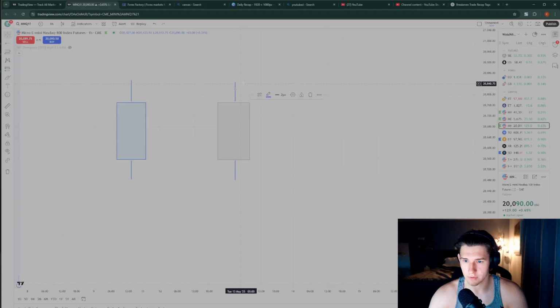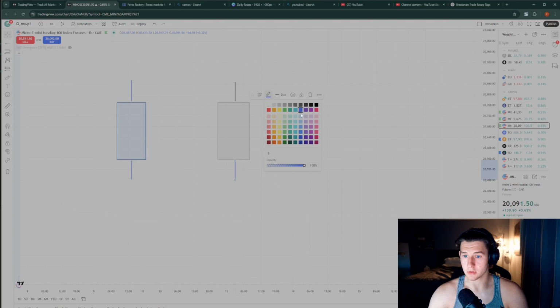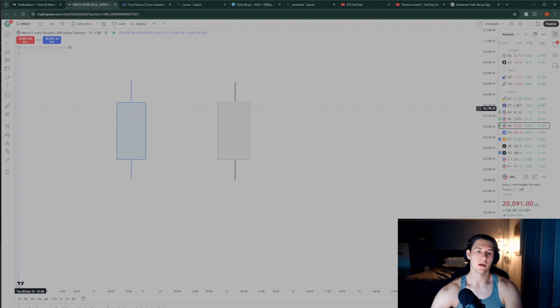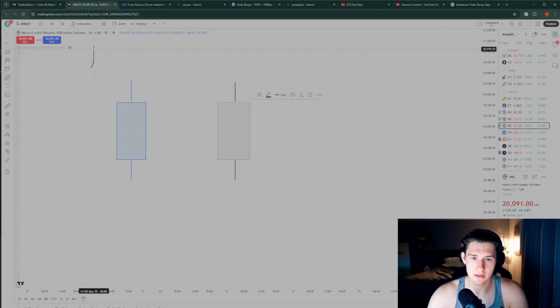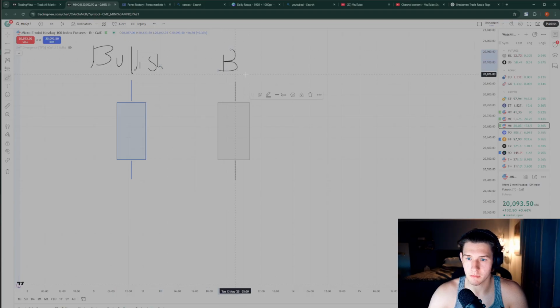We're gonna change the color of this line just so you guys really get it here. So this is gonna be a black line. Wow, this is taking much longer than I thought it would. Okay, here we go. And then we have stuff to draw out. This is bullish, bullish, and this is bearish.